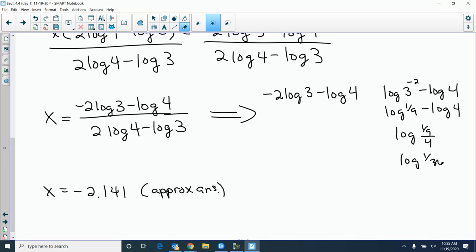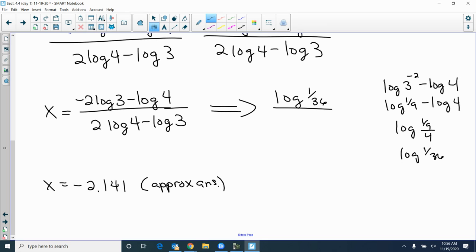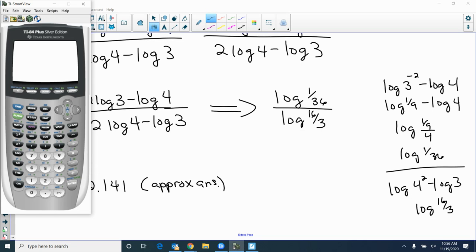Okay, so now that's the log of 1/36 over, well, what's the 2 log of 4 minus log of 3 going to become? So that's going to be the log of 4 squared minus the log of 3, which is 16 divided by 3, right? So I got the log of 16/3. Now, if I put that in my calculator, what better I get? Log of 1/36 divided by log of 16/3. Negative 2.141. Okay, so got to match up.